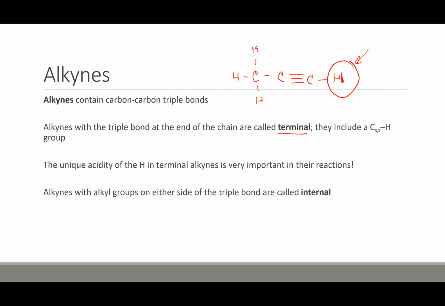Now, any alkyne that is within a chain, so if we were to continue this chain with more carbons, for example, is called an internal triple bond or alkyne.